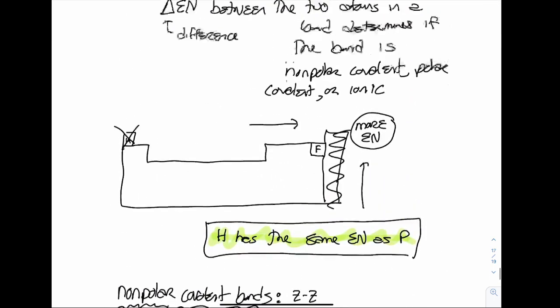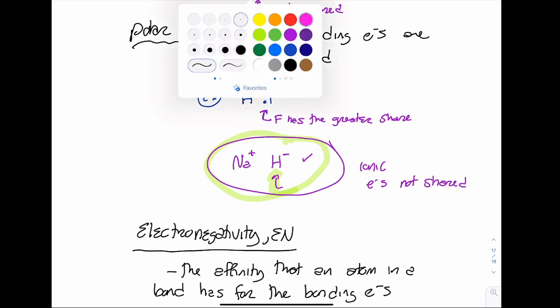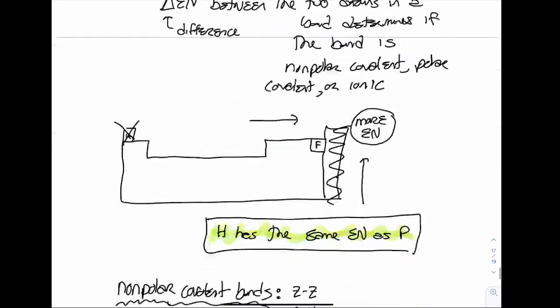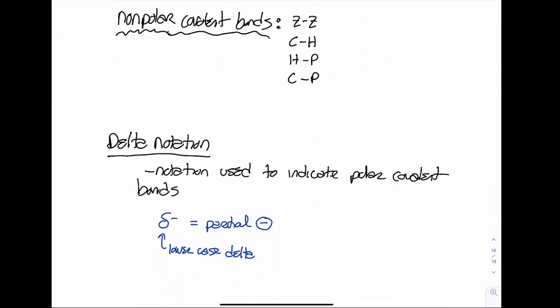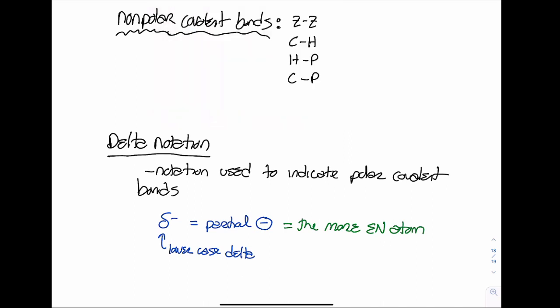Right? If I went back up and look at that HF example, those bonding electrons are closer to fluorine. Fluorine is my most electronegative atom, so it's going to get my delta negative, right? My partial negative charge. So partial negative, this is going to be my more electronegative atom. So in the bond, which of the two atoms is more electronegative? That's going to be my partial negative one, right? The bonding electrons are closer to it, so it's kind of negative.